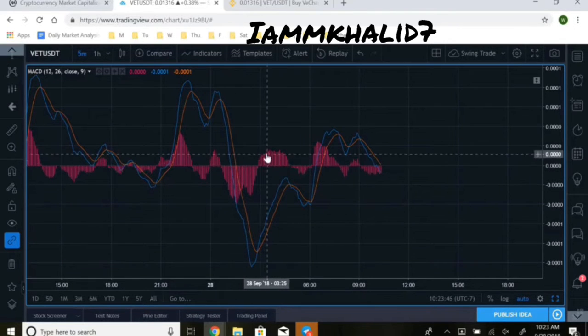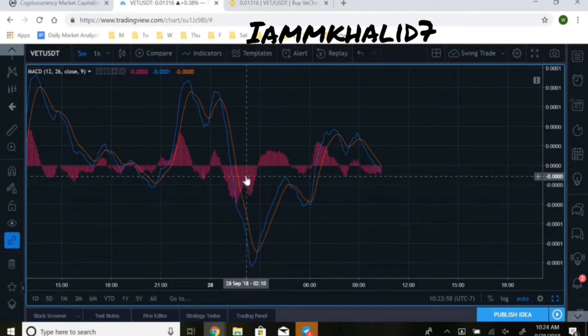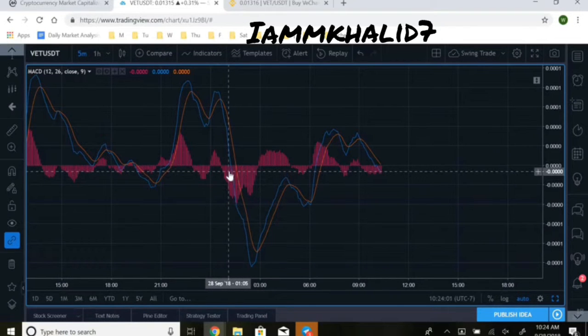And when the pink lines are pointing towards the upside, that means there is more buyer volume. So you can generally, as a rule of thumb, know that there's more momentum towards the buyer side if the pink lines are pointing up. And if it's going towards the downside, you can generally know that sellers are currently selling more than the buyers are buying.